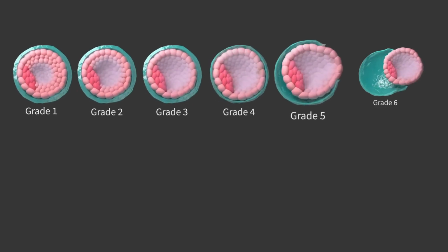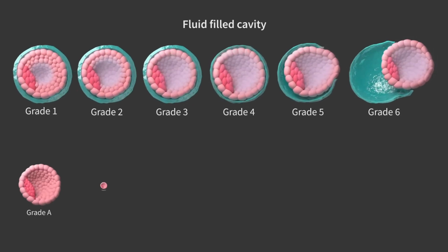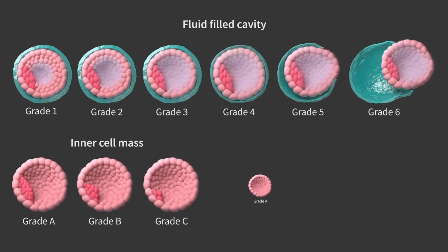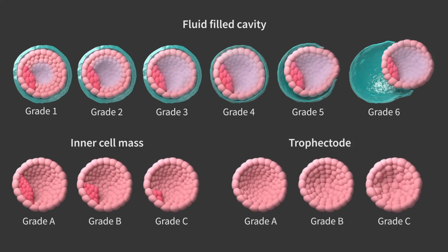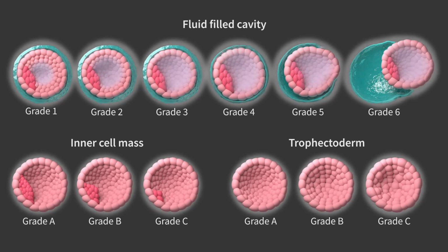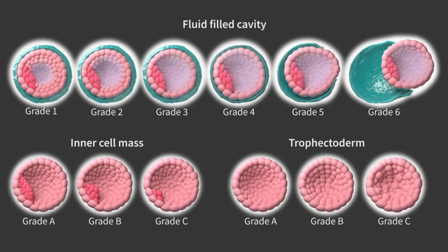The embryologist considers the developmental stage and the grades of the inner cell mass and trophectoderm when selecting a blastocyst for transfer. All developing embryos, however, regardless of grade, have the potential to lead to pregnancy.